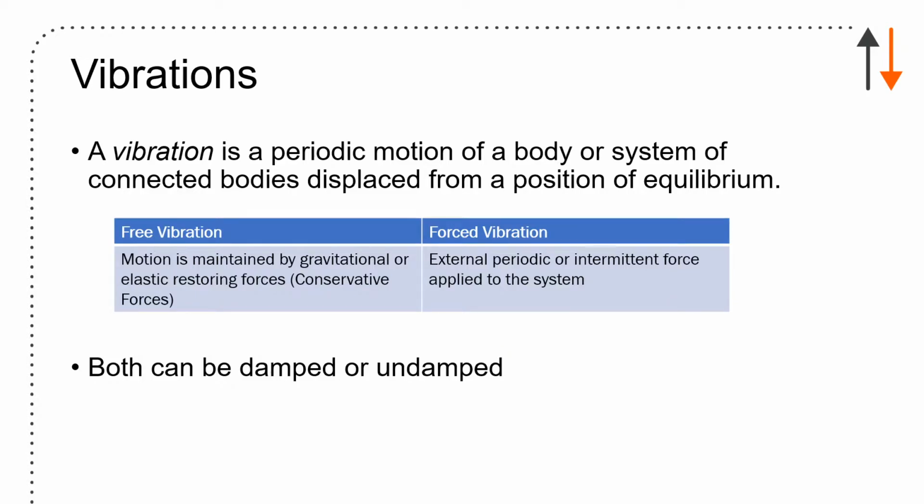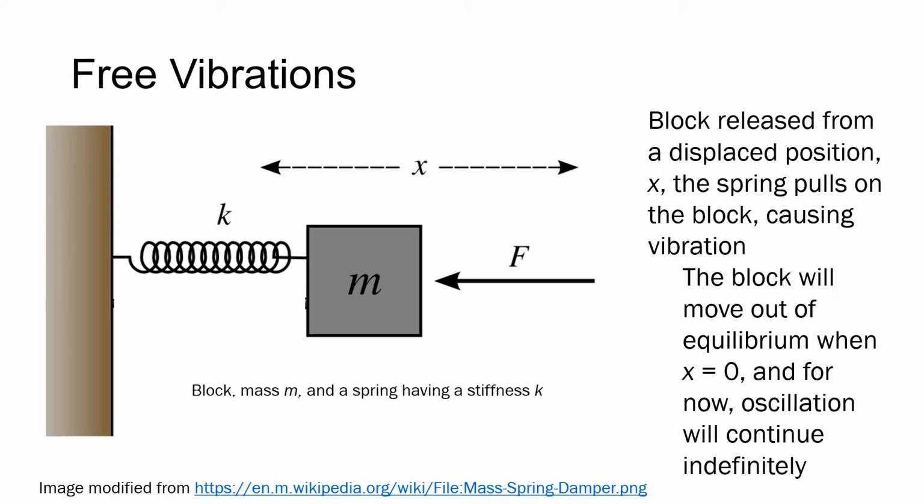Vibration is periodic motion, and you have free vibration. Motion is maintained by gravitational and elastic storing forces, conservative forces. Forced vibration has an external, periodic, or intermittent force applied to the system. Both can be damped or undamped, and you've introduced various types of dampers in the system already.